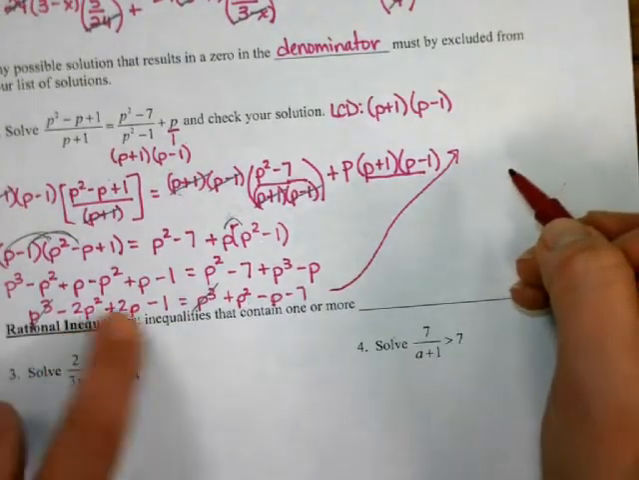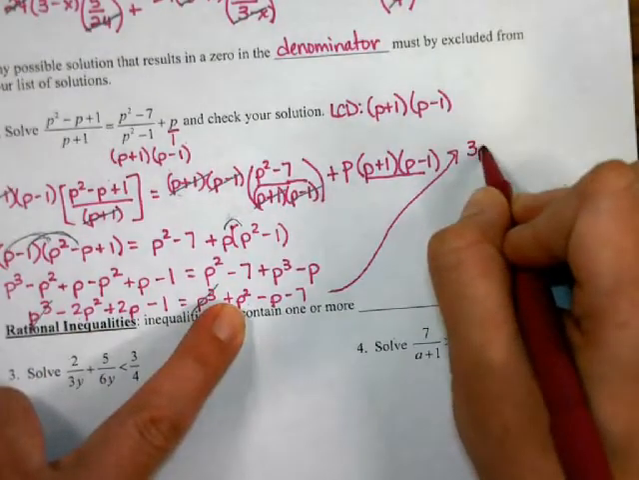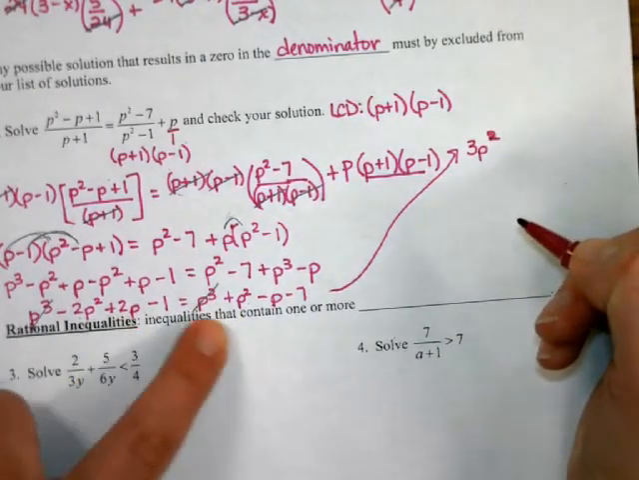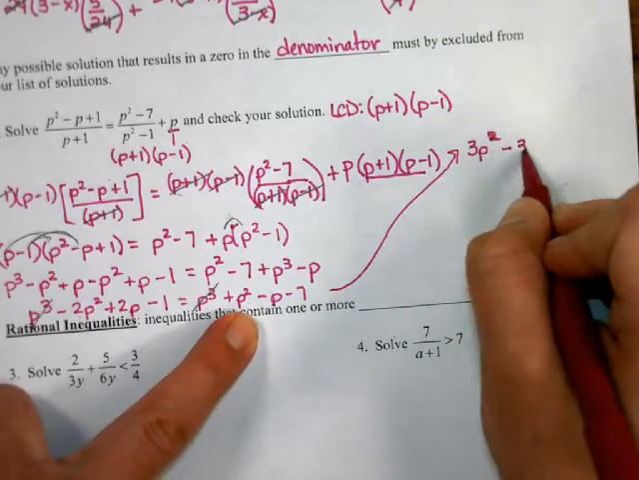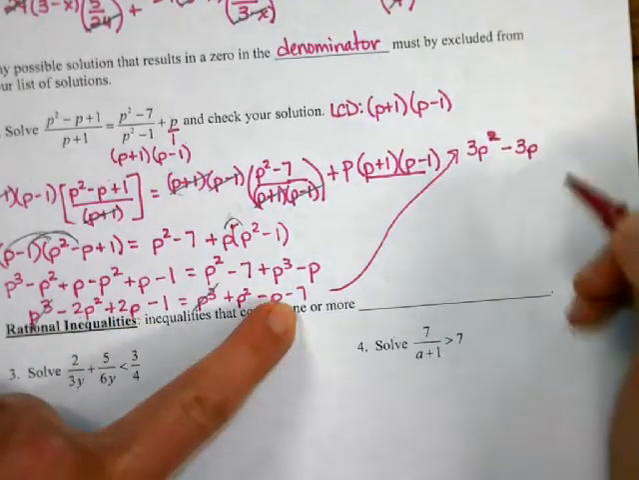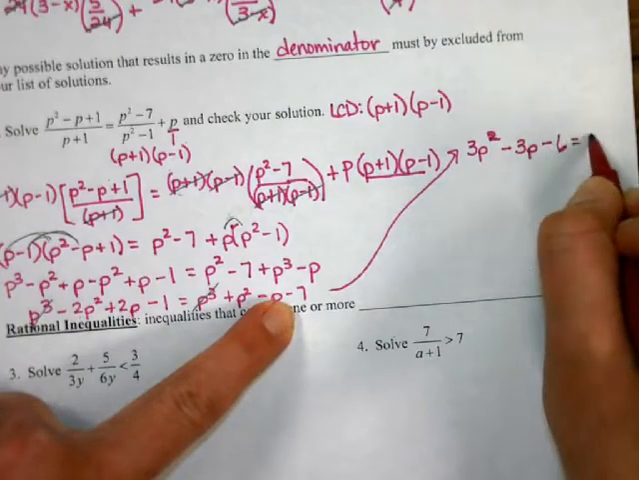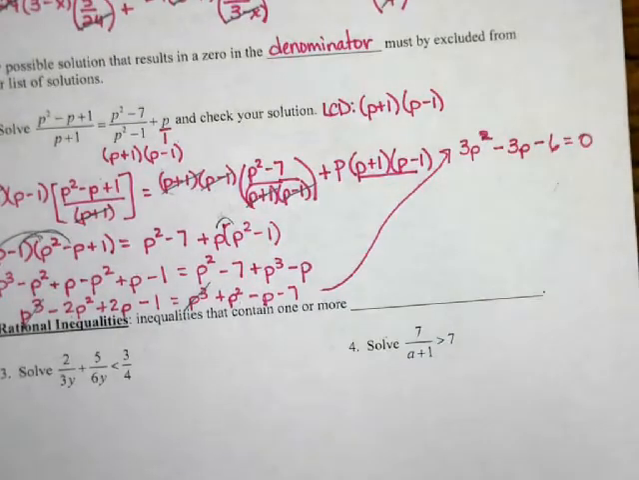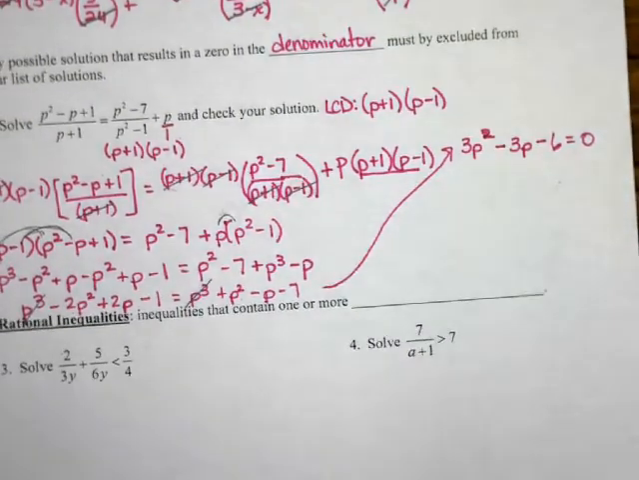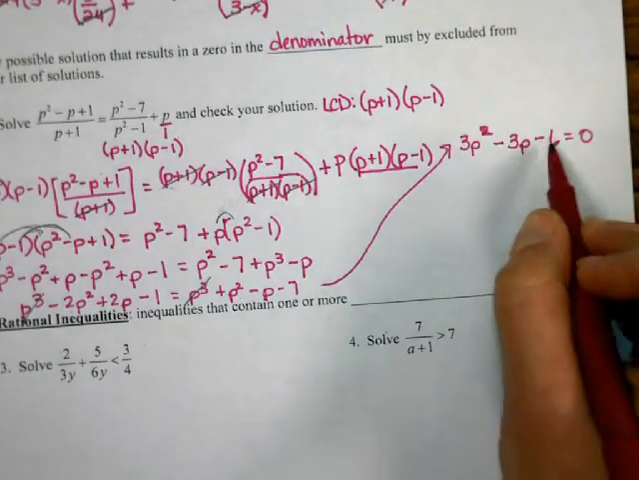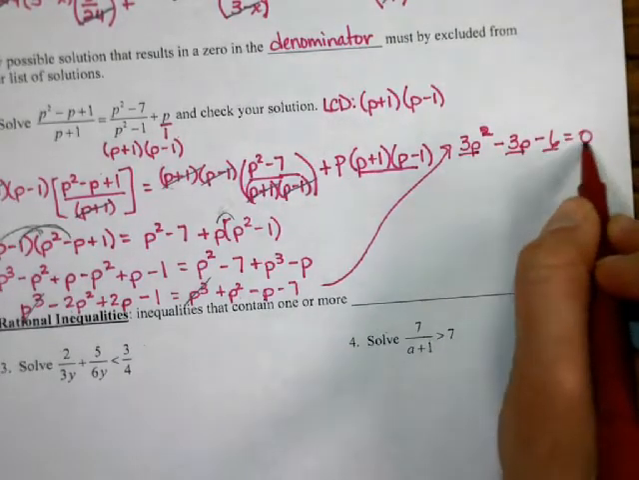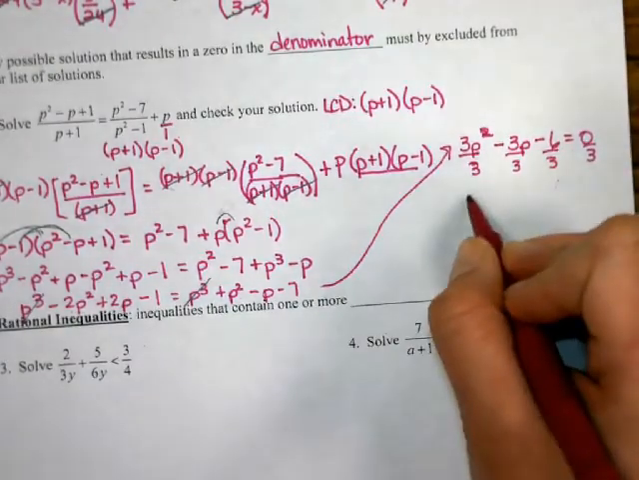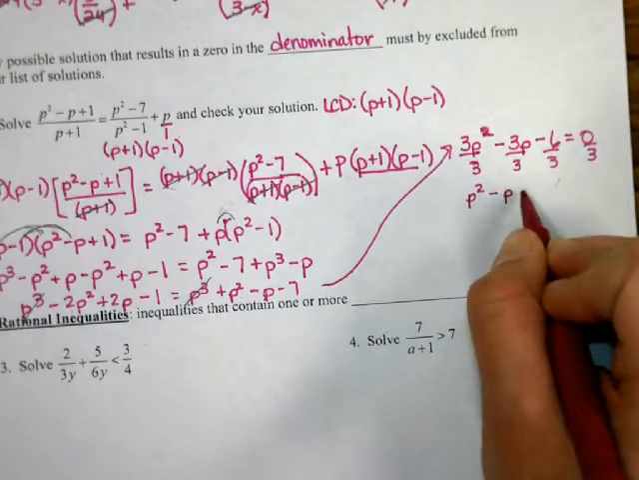Add that guy right there, so I get 3p squared. I'm going to subtract 2p, so I get minus 3p. And I'm going to add 1, so I get minus 6 equals 0. Alright, now I see a square, so I'm going to think, oh, I might have to factor, I might have to complete the square. But notice how they're all a multiple of 3, so I'm going to divide everybody by 3. So I get p squared minus p minus 2 equals 0.